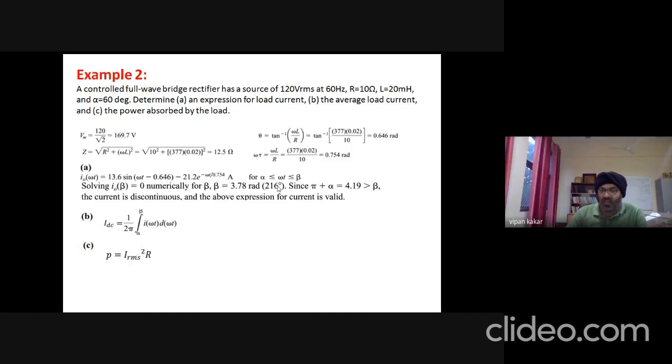And we saw in discontinuous current mode case that pi plus alpha should be greater than beta for this discontinuous mode to happen. So in this case, we can see that pi plus alpha is greater than beta. Looking at this condition, we can say that this circuit is now working in discontinuous mode. Same we can easily find out the DC current and the power. And the limits, we always know, for discontinuous mode is from alpha to beta. All these things I have explained in detail in half-wave rectifier's case.